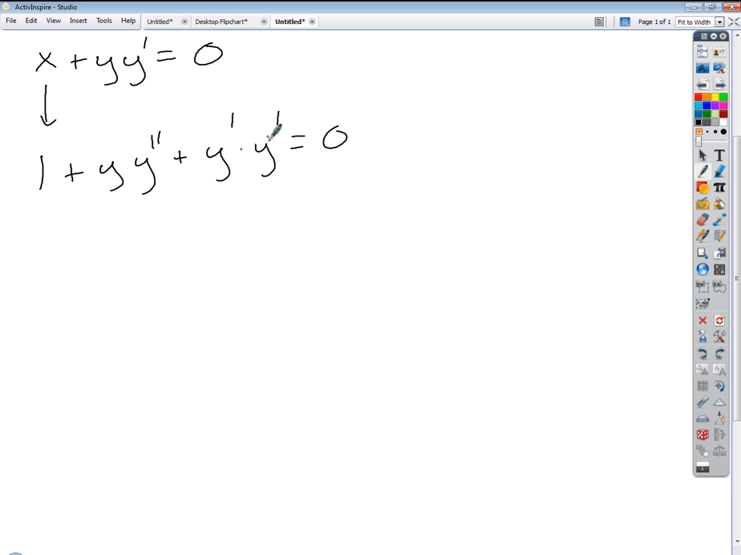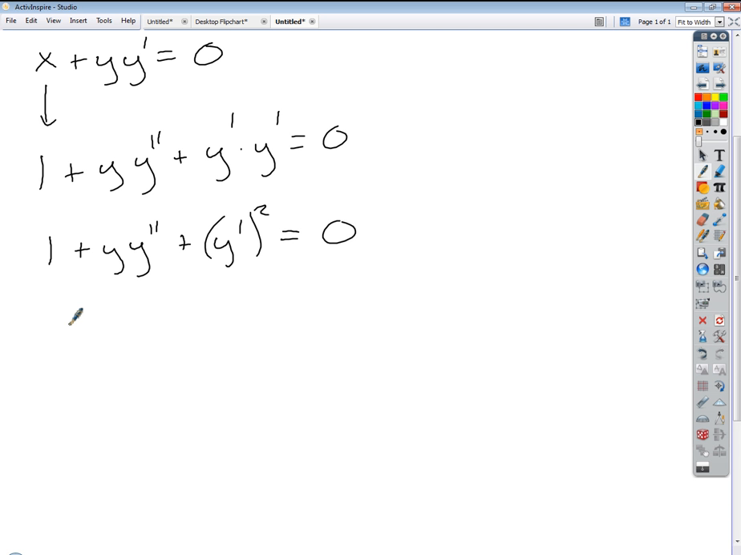And so we could simplify this a little bit by rewriting it as 1 plus y times y double prime plus, how could I rewrite that? It's y prime squared. Anything times itself is just that thing squared, right? Now all we have to do is isolate y double prime. No big deal. So we subtract 1, and then subtract that, and then divide by y, right?